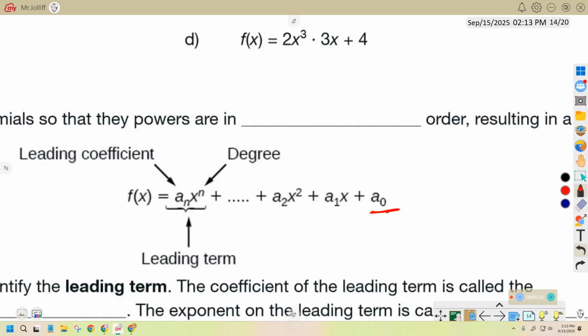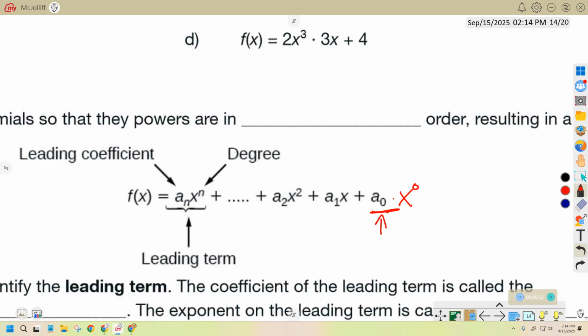You'll notice that the labelings on those a's, our coefficients, match the exponents on the x's that are next to them, yeah? A sub n goes with x to the n, a2 goes with x squared, a1 goes with x to the first, a0 technically goes with x to the 0. But x to the 0 is just 1, and so we drop it.